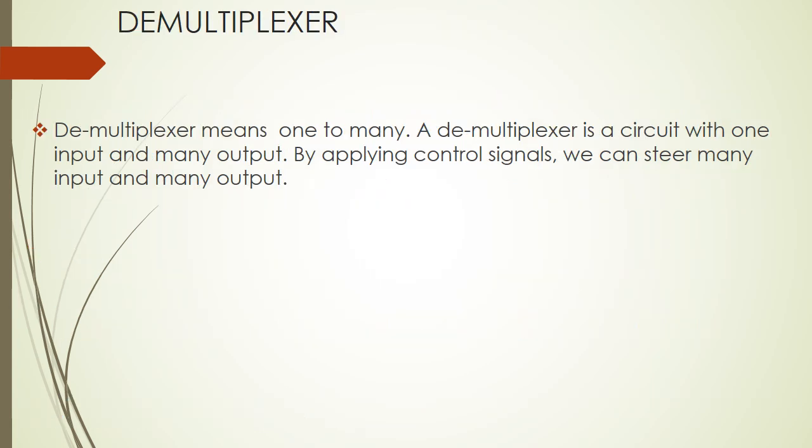Let's look at the demultiplexer. When we say demultiplexer, we are referring to a circuit that is capable of accepting only one input and gives out multiple outputs. So a demultiplexer is a circuit with one input and many outputs. By applying control lines, we can steer the input to the many outputs.